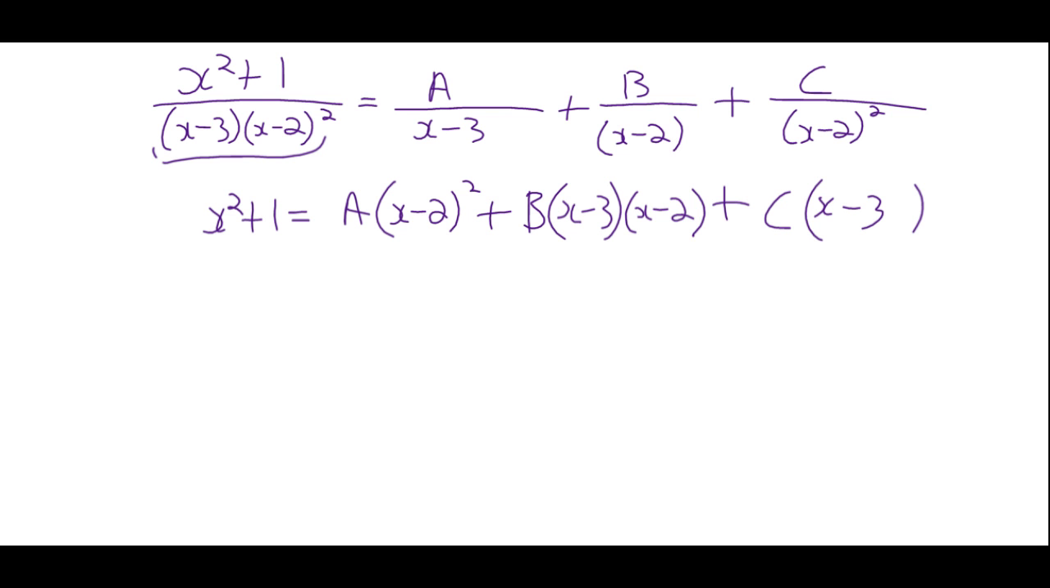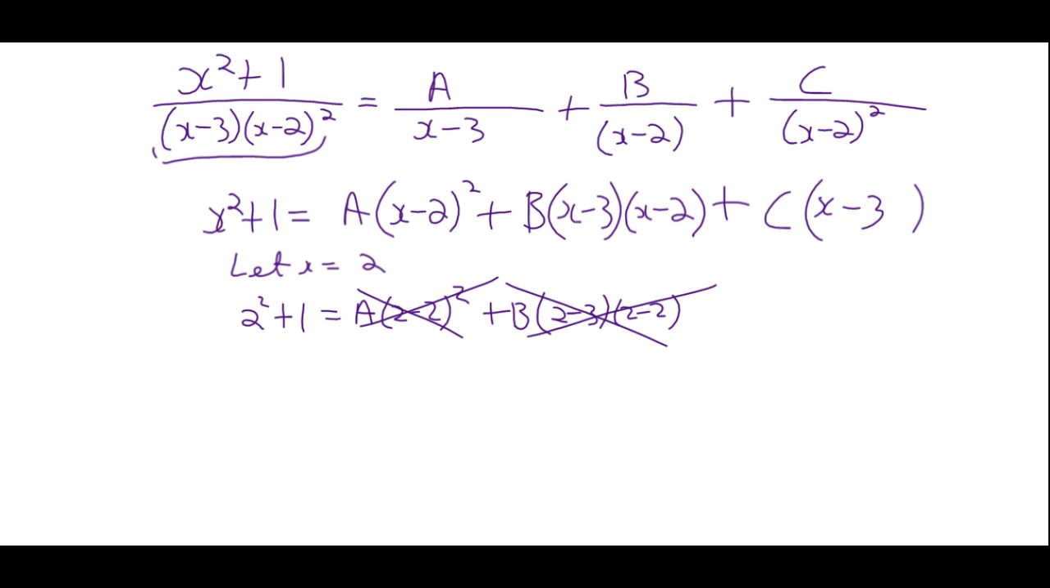Okay, so let's do that. Let x equal 2. So we get 2 squared plus 1 is equal to A times 2 minus 2 squared, which is gone, that's just 0, plus B times 2 minus 3 times 2 minus 2, gone as in 0, plus C. So a little bit of math, we get 5 is equal to negative C, which leads us to C is negative 5. All right, so now we know C is negative 5.